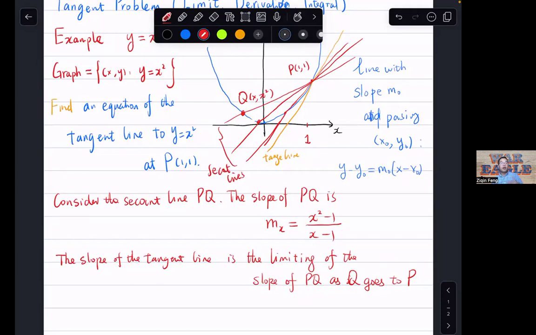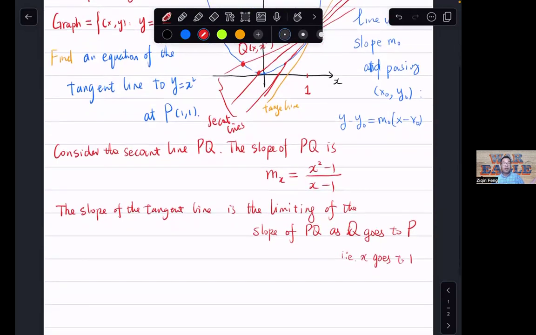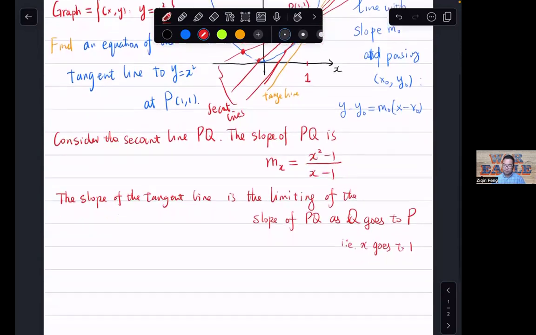So that's how we force our Q to the value of 1, because Q goes to P means x is getting closer and closer to 1, i.e. x goes to 1, right? So let's try to figure out what the limit number is as x gets closer and closer to 1. You cannot plug in 1, because if you plug in 1, you get 0 over 0. So that's impossible.